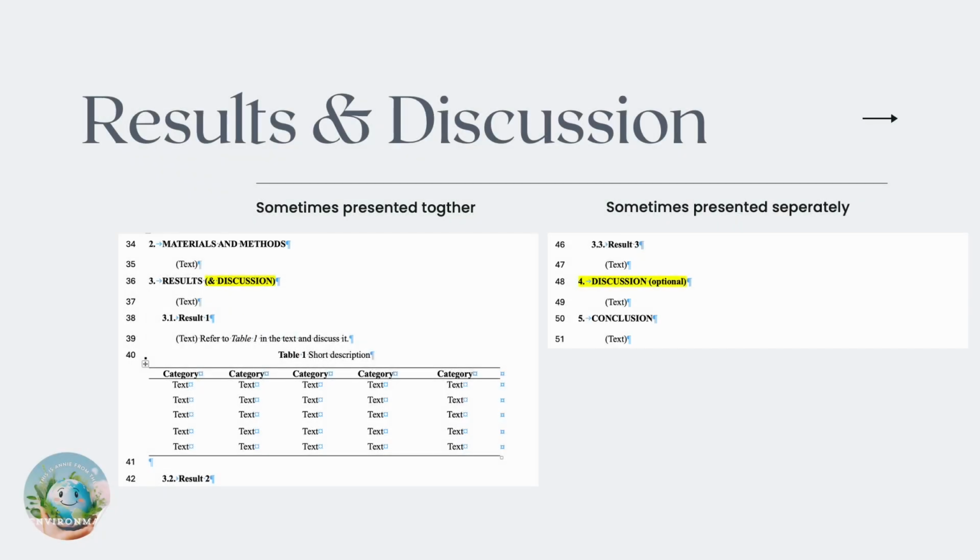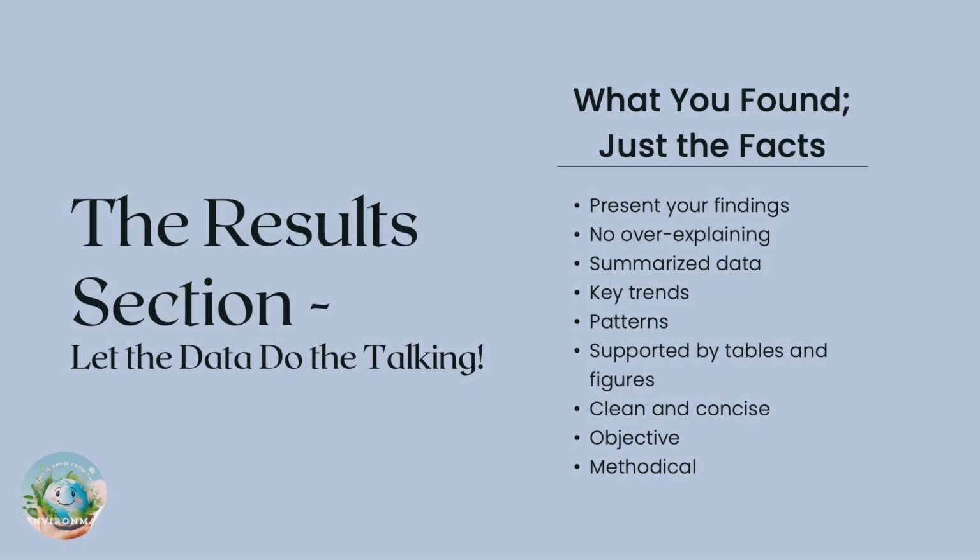In some manuscripts, the results and discussion sections are combined into one section, while in others they are presented separately. The choice between these two approaches often depends on personal preference or the convention of the specific field of study. When these sections are presented separately, the results section should appear first, followed by the discussion section. I will provide some examples later in this lesson. Let's start with the results section.